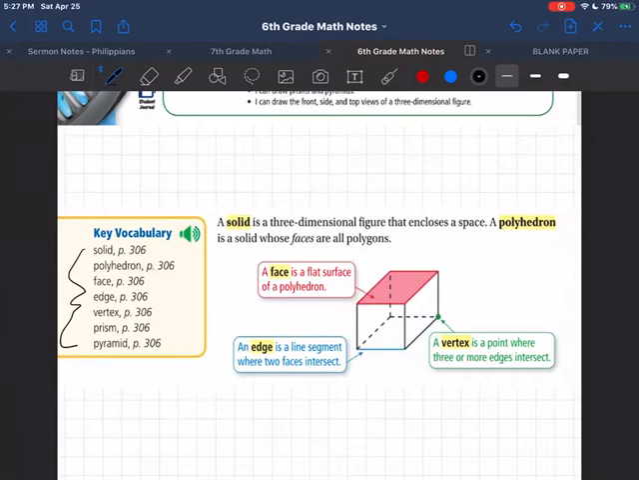The face is the flat surface of the three-dimensional shape or polyhedron. By the way, polyhedra is the plural. So if I had multiple polyhedron, it's called polyhedra. So that means you have multiple. Anyway, fun fact. The face is kind of this thing, right?